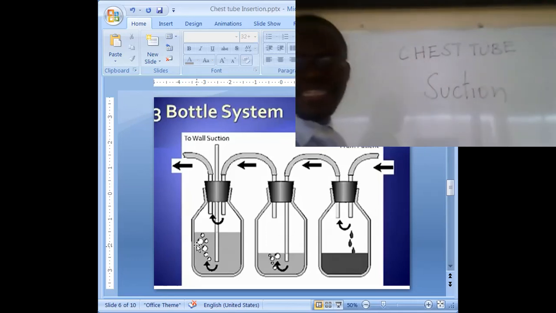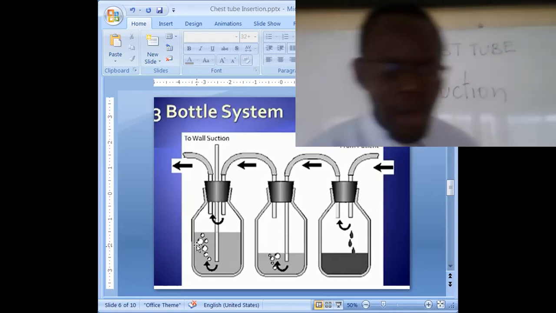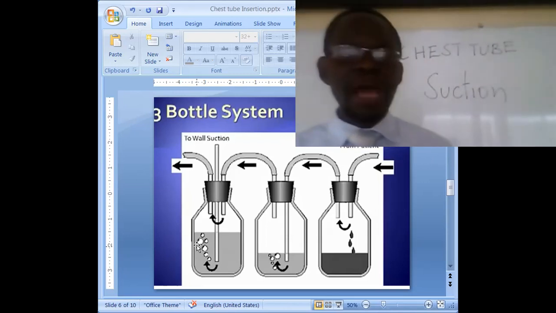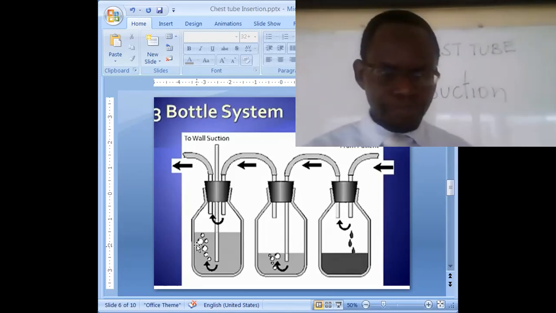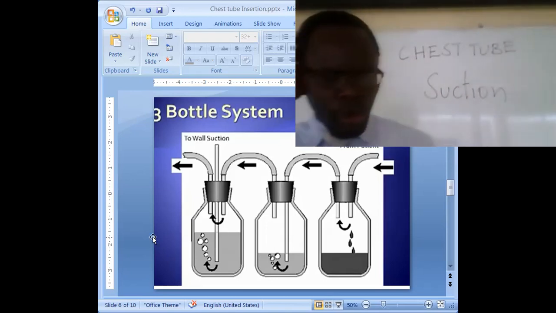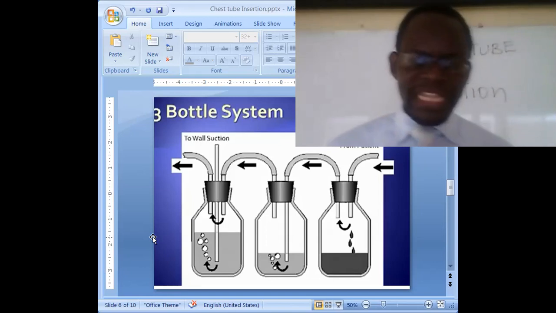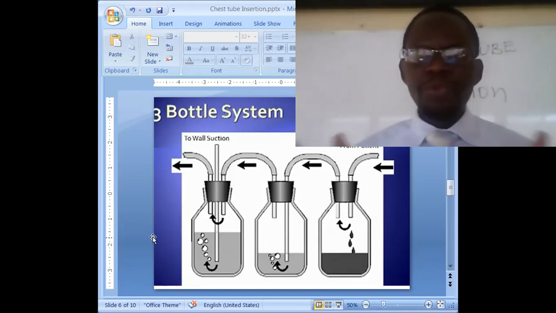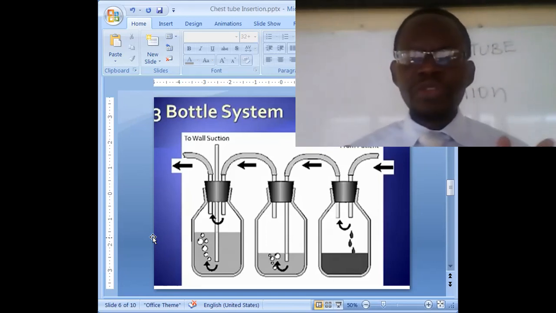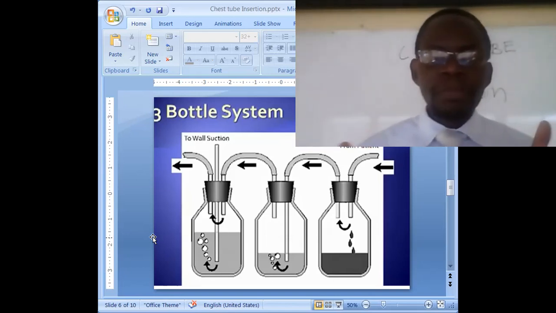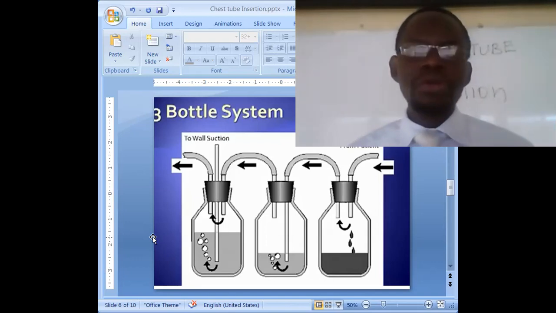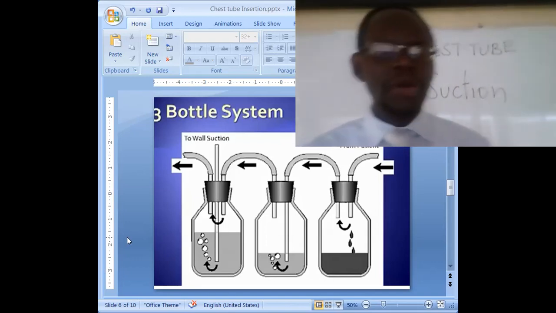It is referred to as the suction chamber. Of course, in the suction chamber we have suction, for example, wall suction. That is the principle on which the chest tube works. Those are the three bottles. However, in a commercial chest tube, those three bottles are all in one, as we are going to see.